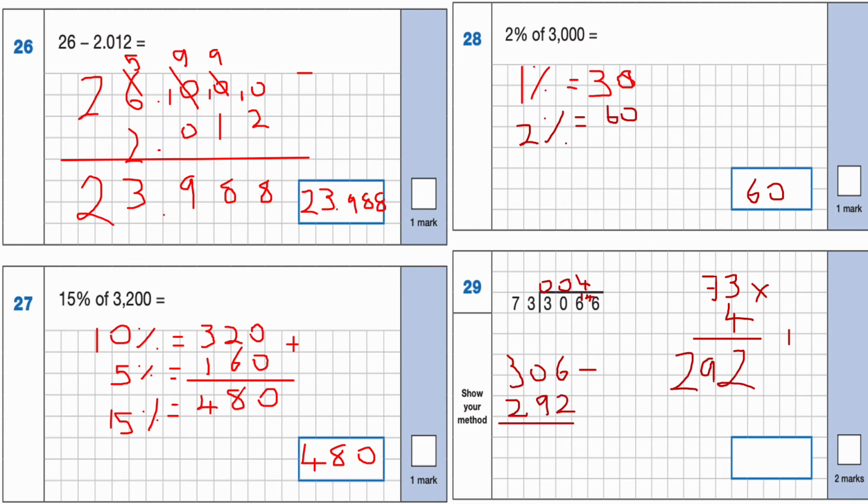So 6 take away 2 is 4. 0 take away 9 I can't do, so I'm going to have to borrow. That becomes a 2, that goes to a 1 there. 10 take away 9 is 1, and 2 take away 2 is 0. So I'm carrying on 14. 73 into 146 is nice and easy, that's going to be 2, because it's half of 292. So the answer is 42, guys.